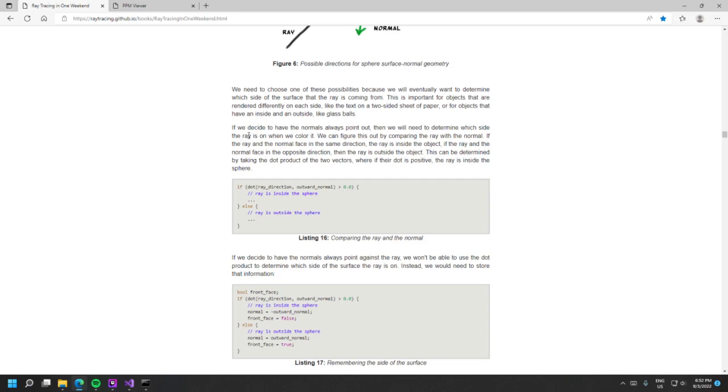If we decide to have the normals always point out, then we need to determine which side the ray is on. We can figure that out by comparing the ray with the normal. If the ray and the normal face, no, it just feels so linear algebra. How do you determine that two directions are the same? Okay, so this is basically the dot product of the two vectors, and see if the dot product is positive.